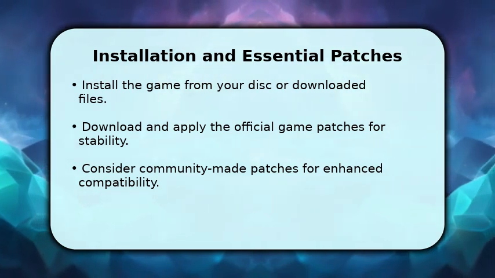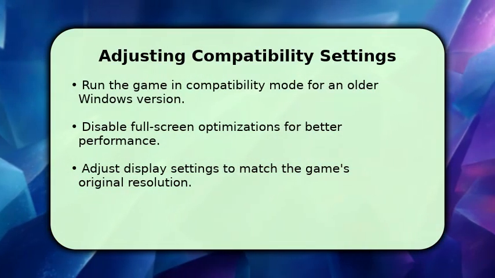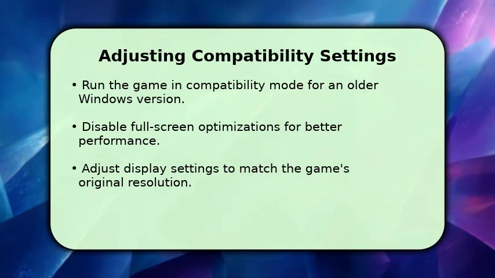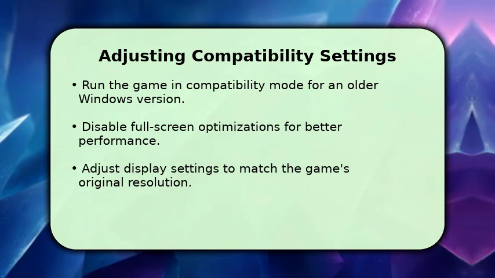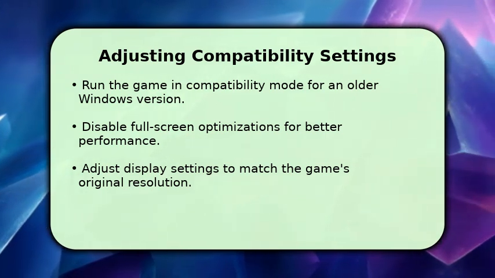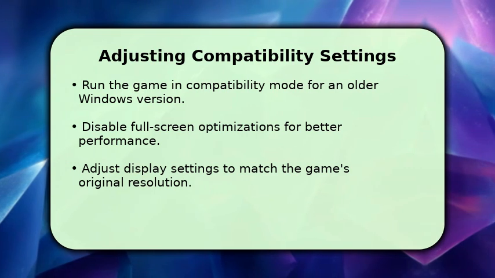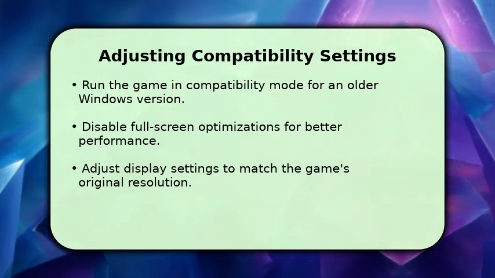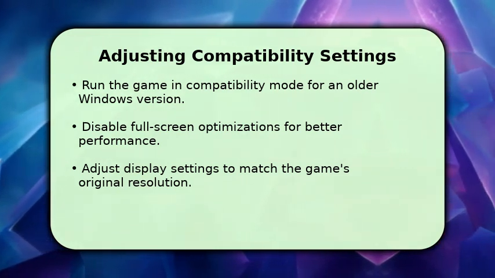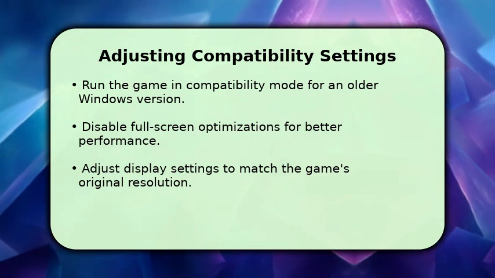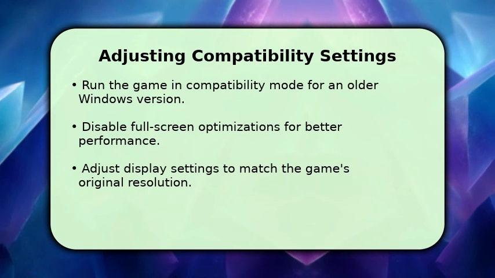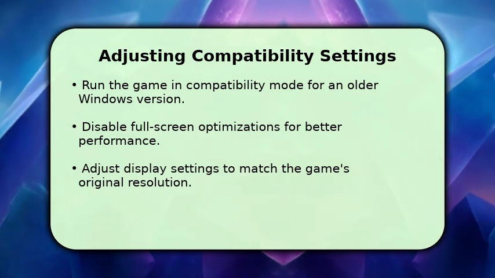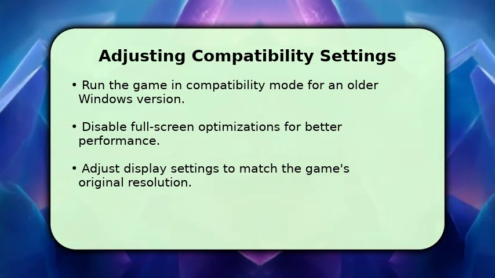much better experience. To further improve compatibility, right-click the game's executable file and select Properties. Navigate to the Compatibility tab. Here, enable Run this program in compatibility mode and choose an older Windows version, such as Windows XP Service Pack 3. Also, check Disable Full Screen Optimizations and ensure your display settings match the game's native resolution for optimal visuals.